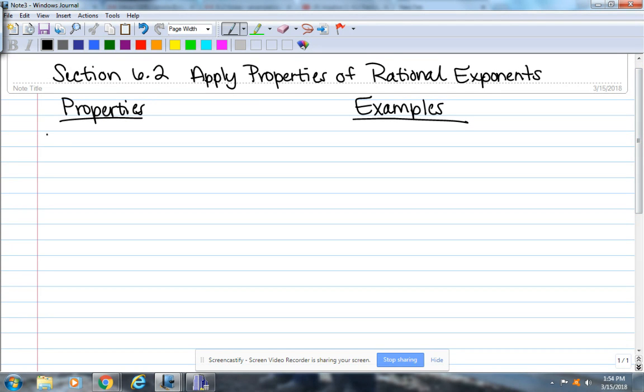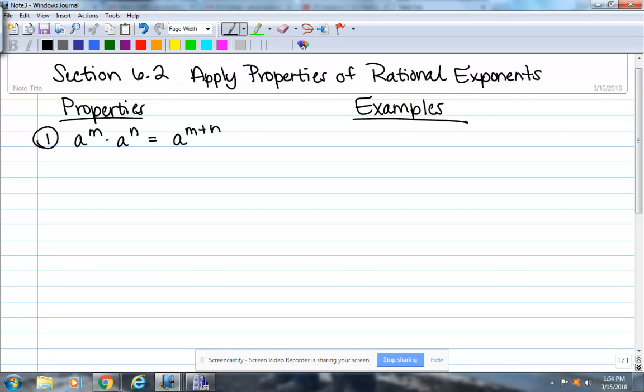So here's our first one. If I multiply two powers that have the same base, I'm going to add the exponents. So I'm going to have a to the m plus n. Now this is all variables on the property side.